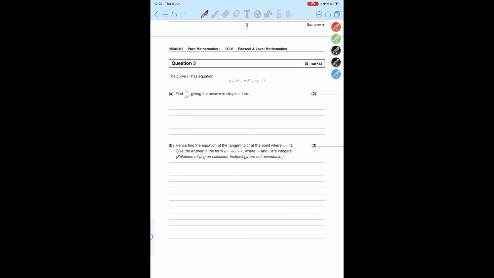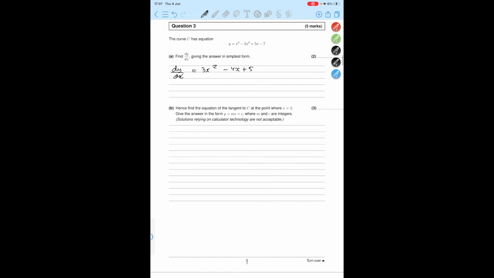So I'm not really going to explain too much. All it is going to be is just taking the powers down and following the exact same rules that we've always learned. So 3x squared minus 4x plus 5. Now it's asking us to find the equation of the tangent to C at the point where x equals 2. Okay, so our first step here is to find the gradient.